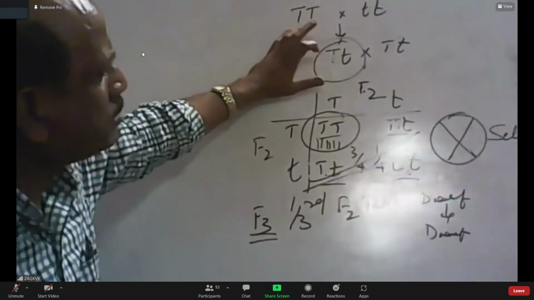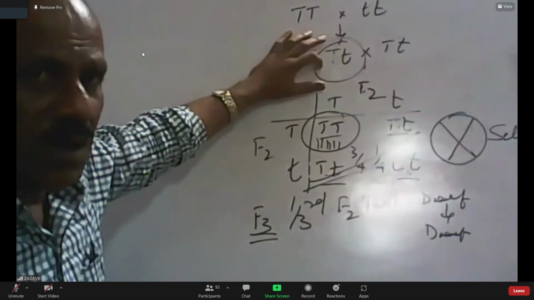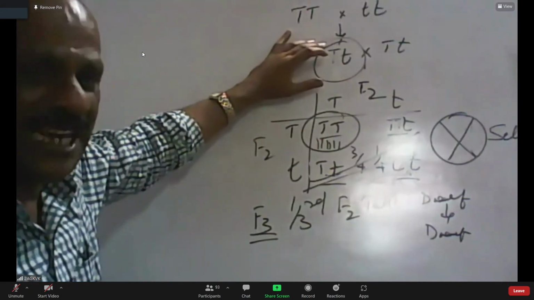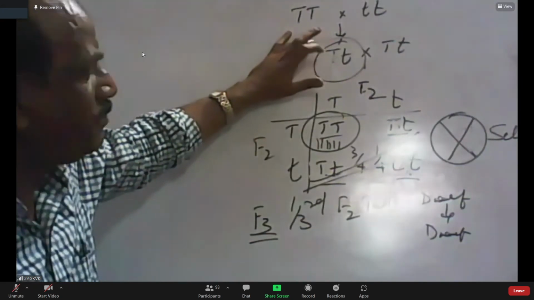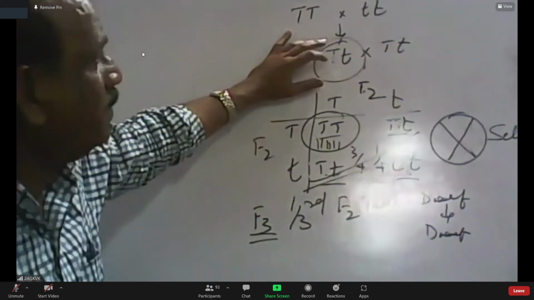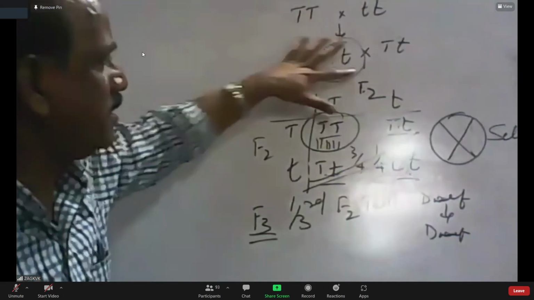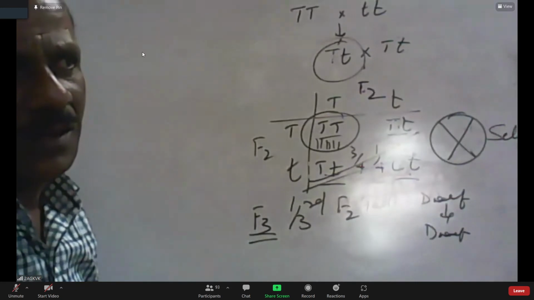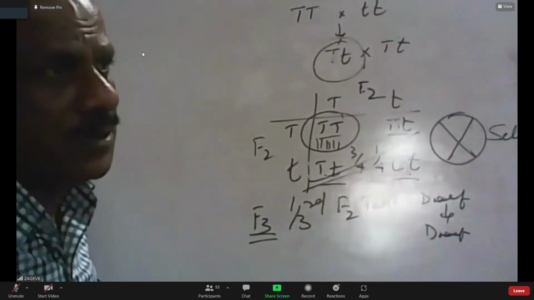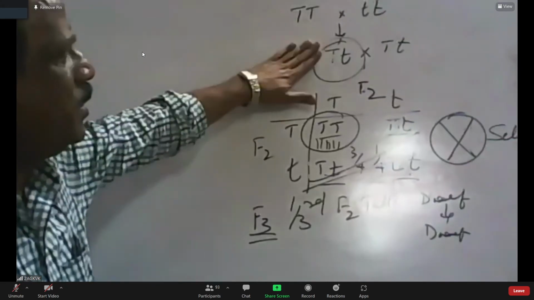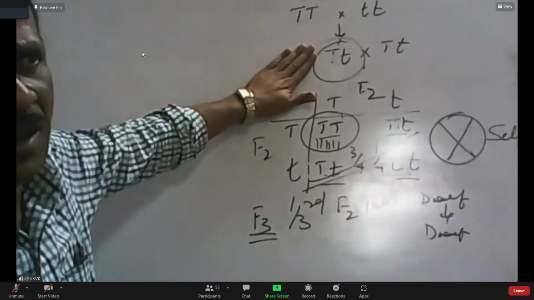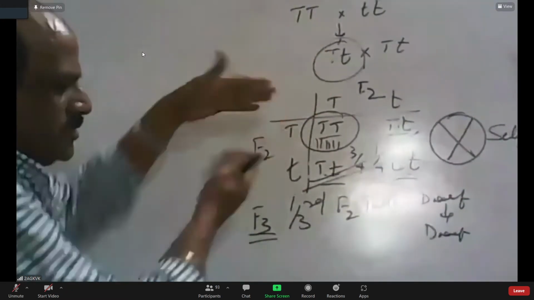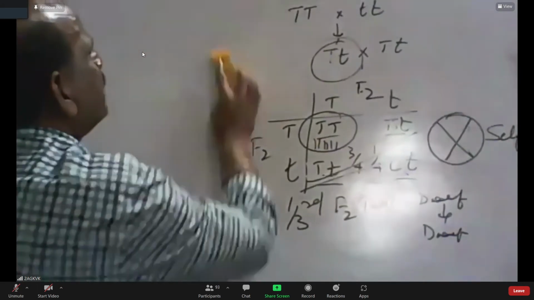The contrasting forms of a gene, though they stay together for one entire generation, they do not blend with each other. They do not mix with each other. Instead, what happens? During gametogenesis, they disjoin and move into different gametes. Now, let us see how exactly it happens.